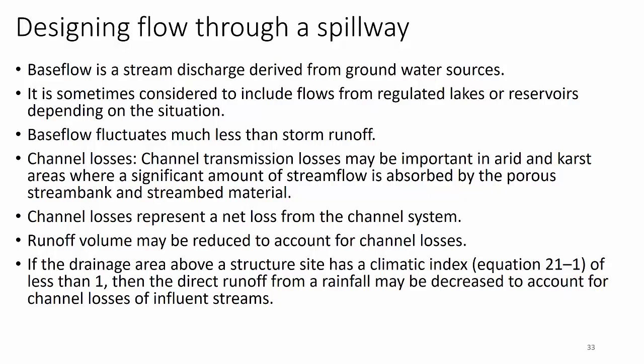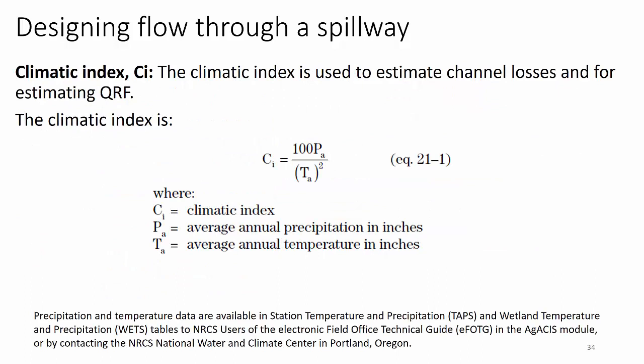If the drainage area above a structure site has a climatic index, equation 21.1 of this book, of less than 1, then the direct runoff from a rainfall may be decreased to account for channel losses of influent streams. Here's equation 21.1, where the climatic index is used to estimate channel losses and for estimating QRF. The climatic index equals the average annual precipitation in inches times 100 over the average annual temperature squared.